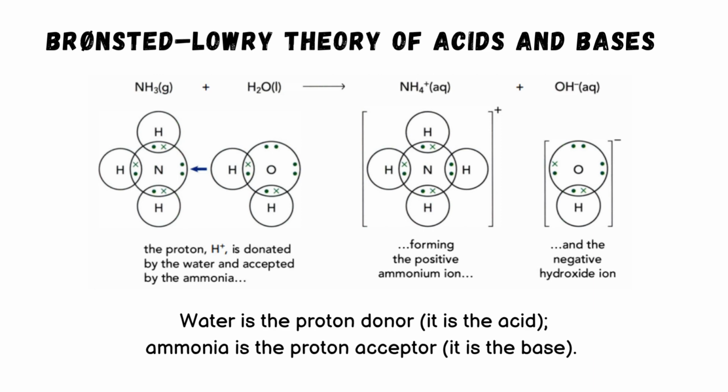This is the second example. NH3 plus H2O gives you NH4+ and OH-. The proton H+ is donated by the water and accepted by the ammonia, forming the positive ammonium ion and the negative hydroxide ion. Water is the proton donor, it is the acid. Ammonia is the proton acceptor, it is the base.